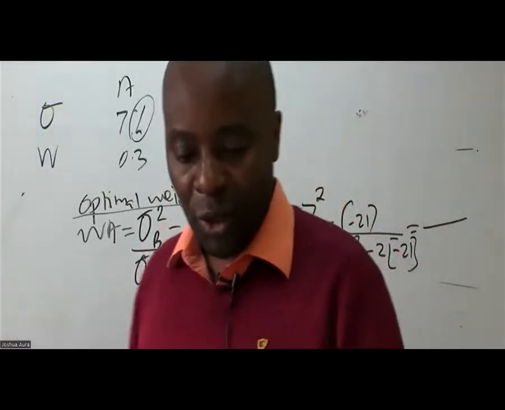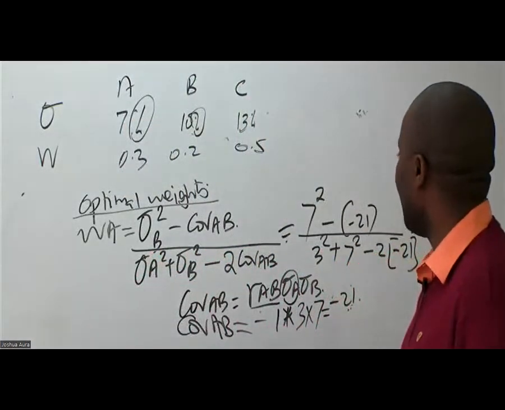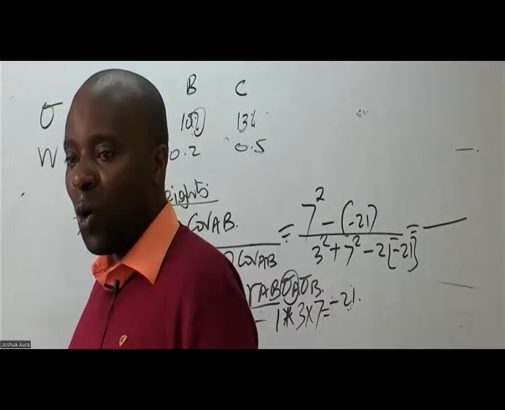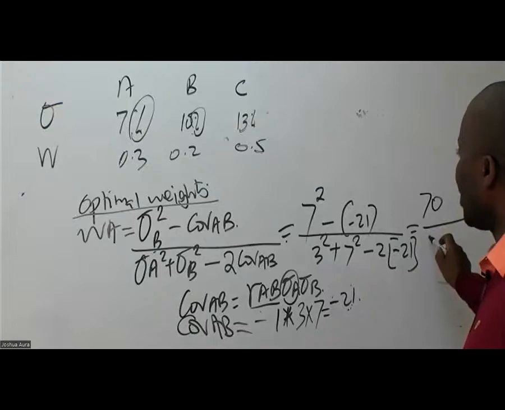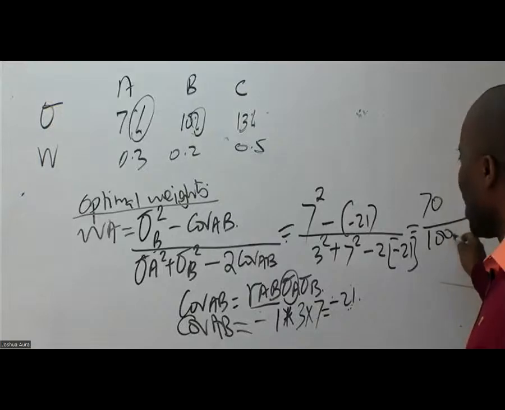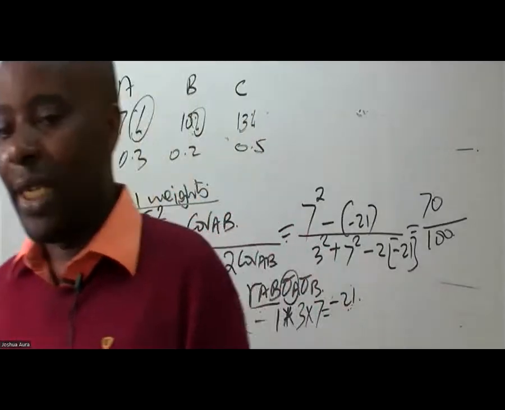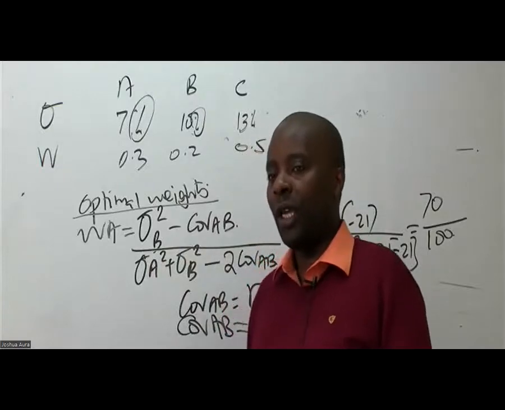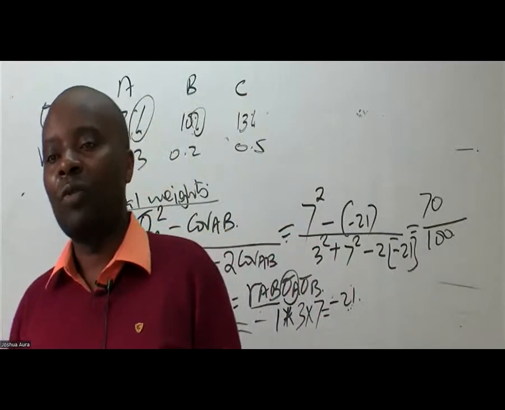Now, ladies and gentlemen, what we need to do first, we shall come here and get the numerator. So what do you have for your numerator? Numerator alone is 70. How about the denominator? 100. So meaning that the weight of A is 0.7, isn't it?